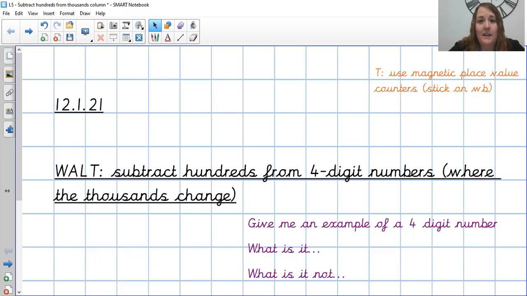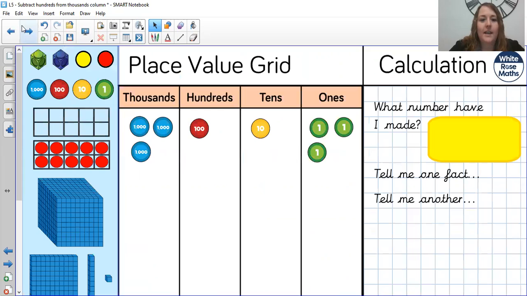We are now on lesson 5 of our subtracting mentally unit. Again, you've been doing really well, and today we are focusing on subtracting hundreds from 4-digit numbers, this time where the thousands change. Okay, are you ready?